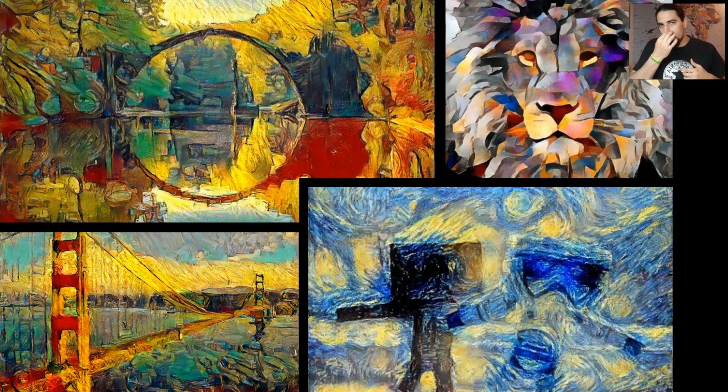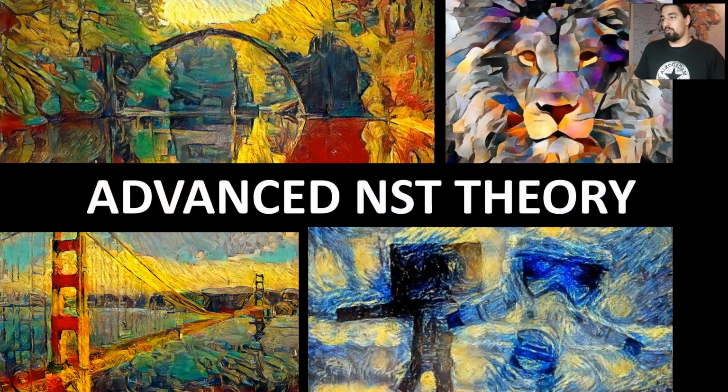In the last couple of videos, we saw the basic theory of neural style transfer. We saw my implementation of the seminal work by Gatys and his colleagues. And now we're gonna put the whole NST algorithm in a broader perspective, and just see how it all came to be, as well as all the follow-up work that came afterwards, because it basically opened up a whole new research direction. So in this video, we're going to cover the advanced neural style transfer theory.